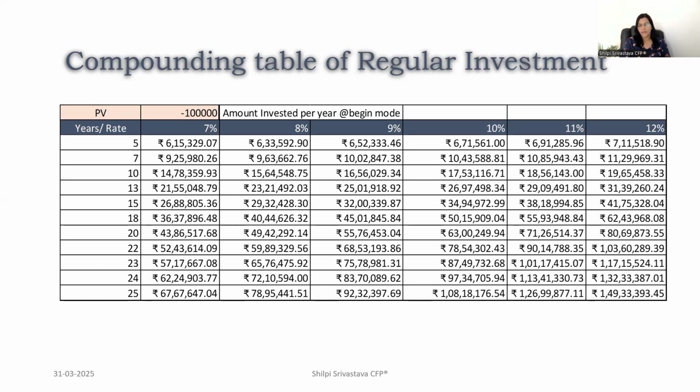If some other instrument is giving you 8%, based on your risk tolerance level or the instrument where you are investing, you can choose. Here, the years are for how long you are investing. If you invest 1 lakh rupees per annum at 7% rate of interest, your amount will grow to 67 lakh 67,647. Similarly, if you invest the same amount at a 12% rate instrument, it gives 1 crore 49 lakh 33,390. So this is very simple to compute. You can put these formulas into Excel and drag it down.